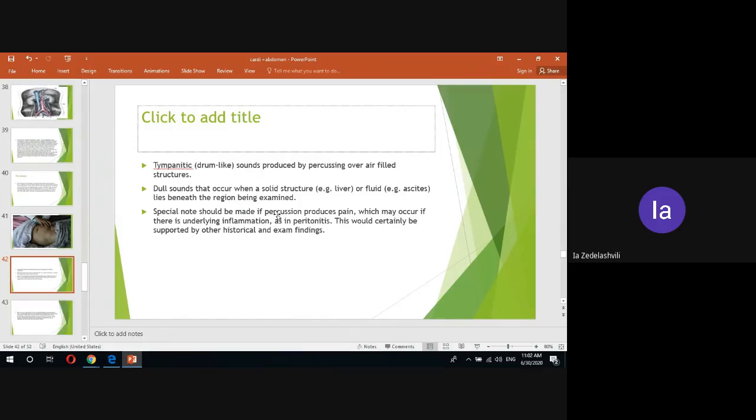The tympanic, drum-like sound is produced by percussing an air-filled structure, and the dull sound occurs when a solid structure or a fluid lies beneath the region being examined. Special note should be made if percussion produces pain, which may occur if there is underlying inflammation, as in peritonitis. This would certainly be supported by other historical and exam findings.